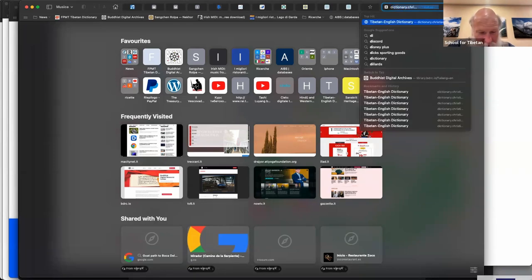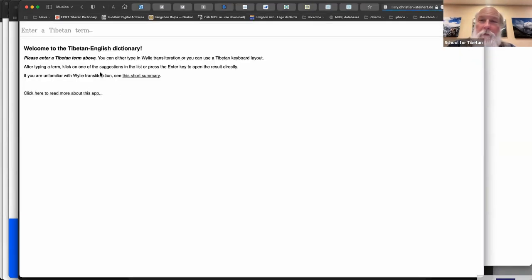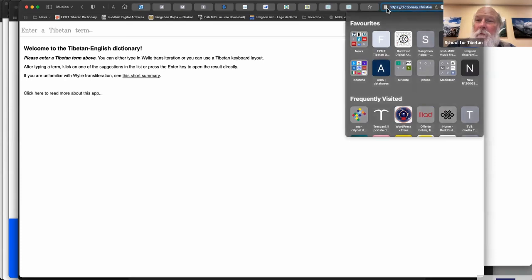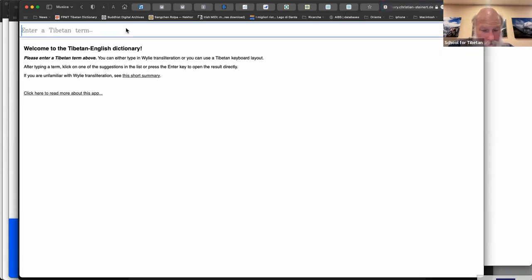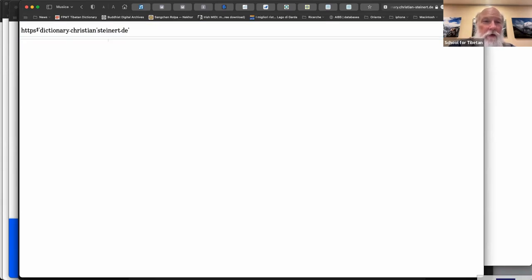Yeah, it is called, I copy and paste here, maybe. It's called like this, dictionary.christian/steinert.de. The home you can also leave out. It goes there anyway.